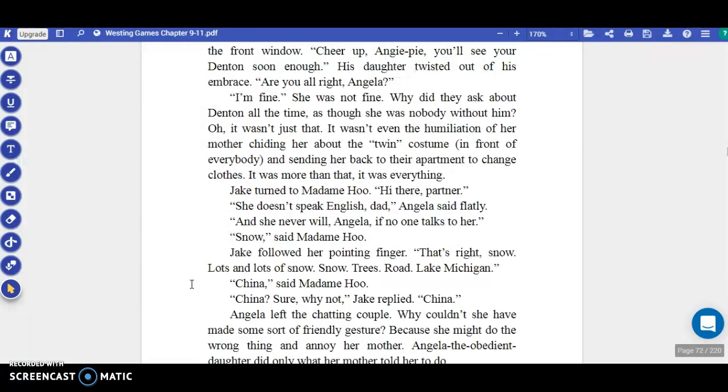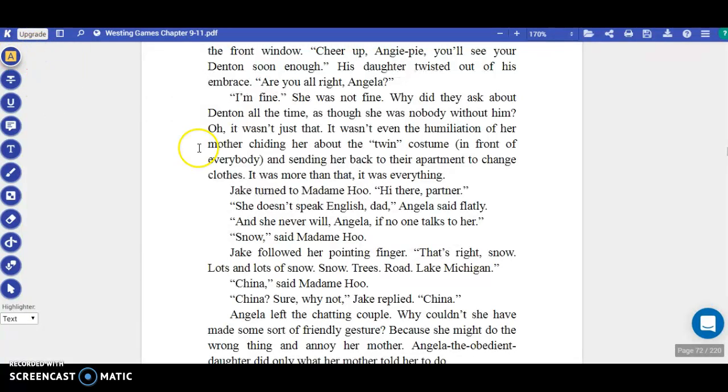Why did they ask about Denton all the time, as though she was nobody without him? Oh, it wasn't just that. It wasn't even the humiliation of her mother chiding her about the twin costume in front of everybody and sending her back to the apartment to change clothes. It was more than that. It was everything.